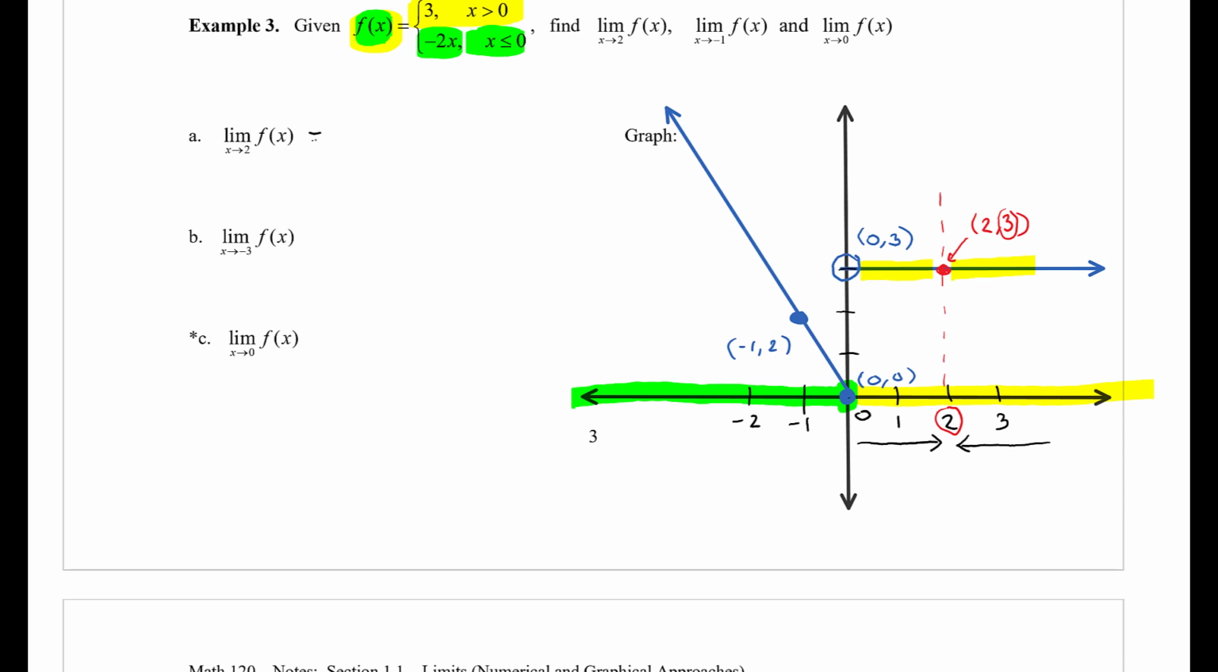Because the y value is 3 here, I'm going to be approaching 3. So I'm going to say the limit as x approaches 2 of f of x equals 3, and I'm going to box that in as my answer.